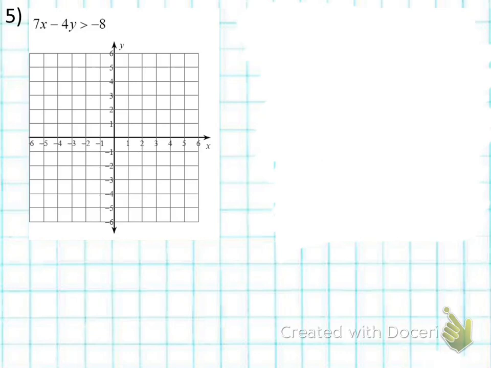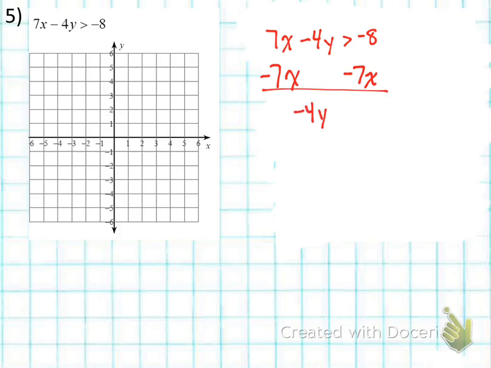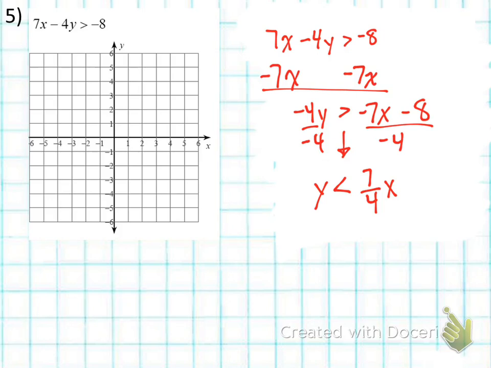Okay, so on number 5, in case you missed it, you got 7x plus 4y is greater than -8. Check your work, by the way. I didn't ask you to erase your boards. First thing you're going to do is subtract 7x from both sides. You're subtracting, so you don't need to flip the sign. So you get -4y is greater than -7x minus 8. Divide both sides by -4. Since I'm dividing by -4, I have to flip my inequality sign. So instead of greater than, it's going to be less than. So y is less than 7/4 x, and then -8 divided by -4 is +2.